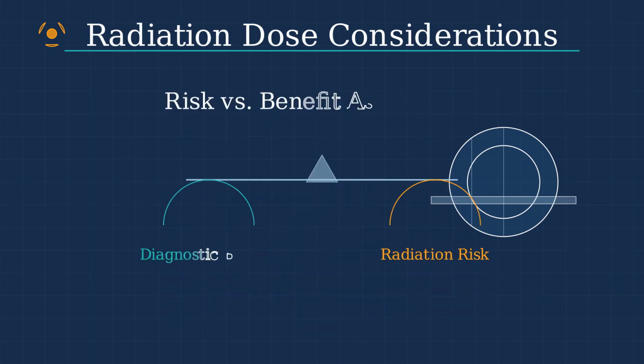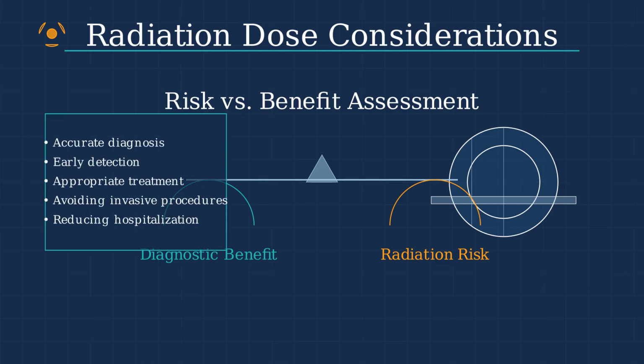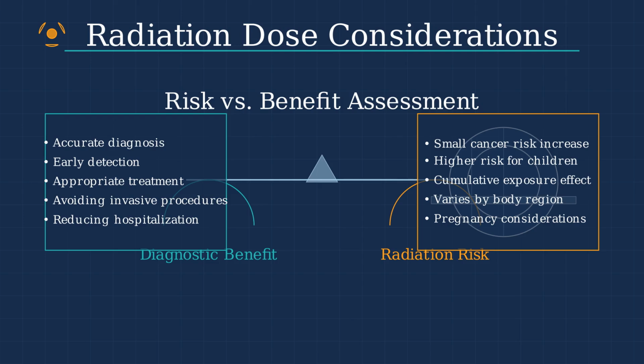For each CT examination, radiologists carefully weigh the diagnostic benefit against the potential risk from radiation exposure. The benefits include accurate diagnosis, early detection of disease, guiding appropriate treatment, and often avoiding more invasive procedures. The risks are primarily related to a small statistical increase in cancer risk, which is higher for children and varies by the body region being scanned. In clinical practice, CT scans are only performed when the diagnostic benefit clearly outweighs the small potential risk from radiation exposure.